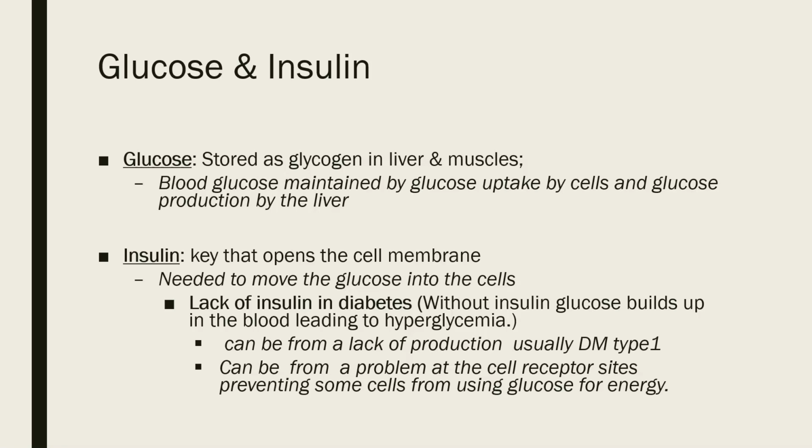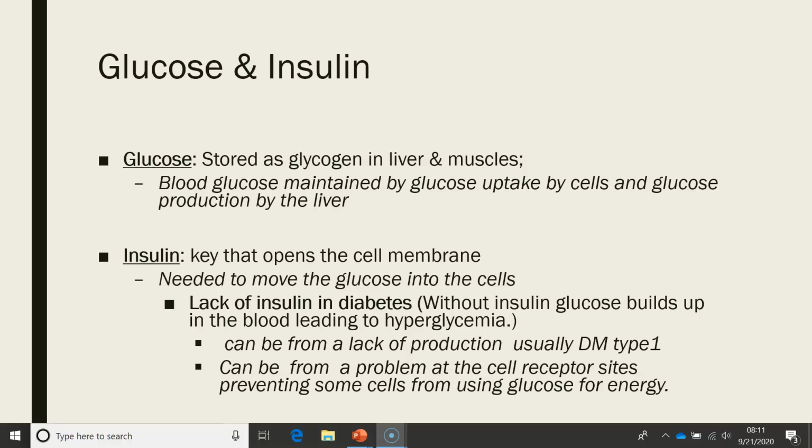Lack of insulin in diabetes. Without insulin, glucose builds up in the blood, leading to hyperglycemia. It can be from a lack of production of insulin, which is usually type 1 diabetes, and it can be from a problem at the cellular receptor sites, preventing some cells from using glucose for energy.